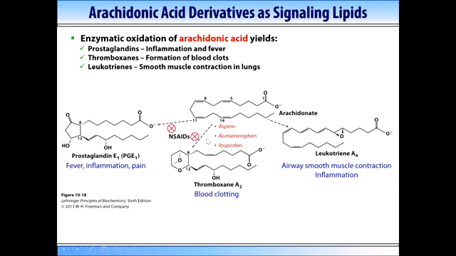So, and basically compounds such as aspirin or Tylenol or ibuprofen inhibit the synthesis of these compounds in the target tissues, and that's how the actual effect is reached.